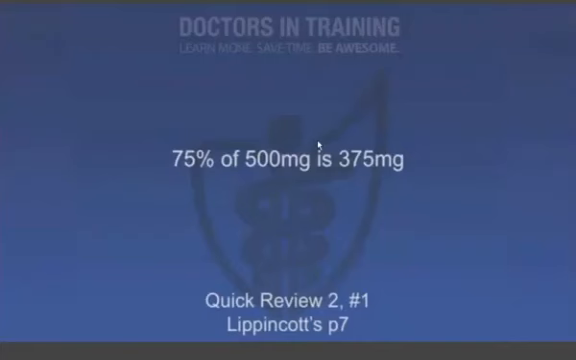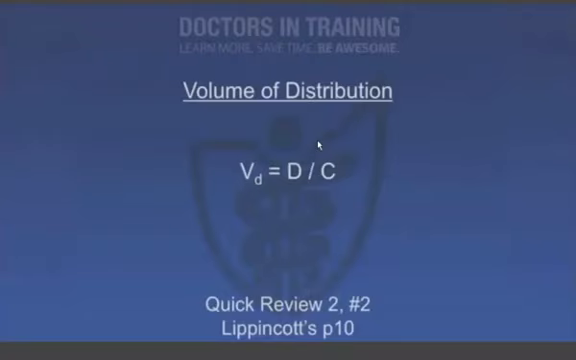Okay, let's get through the answers to quick review number 2. Number 1, if you administer 500 milligrams of a drug that has a bioavailability of 75%, calculate the amount of drug that reaches the systemic circulation unchanged. So you take 500 milligrams of the drug, but only 75% of it gets into your circulation. So it's just 75% of that 500. So this is 375 milligrams. It's a very easy calculation.